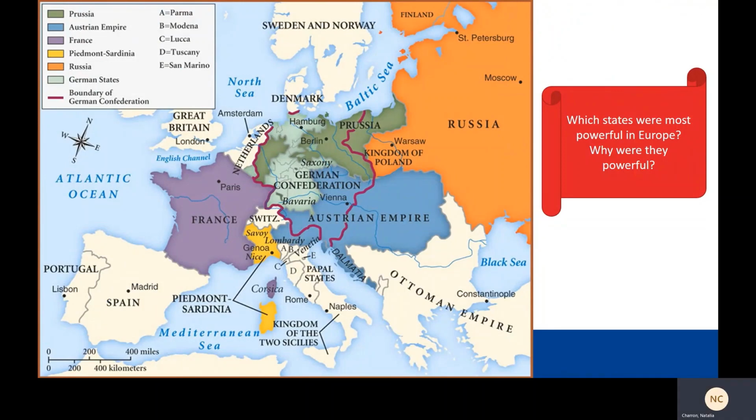Pause here and note which states were the most powerful in Europe, and why were they powerful?